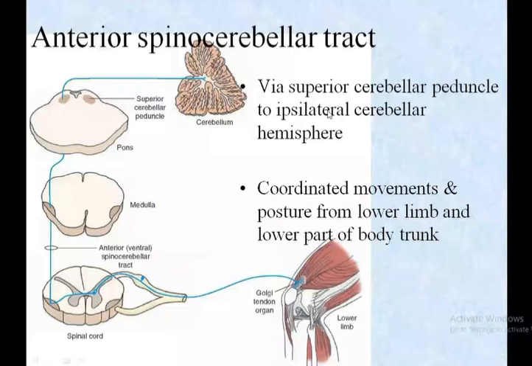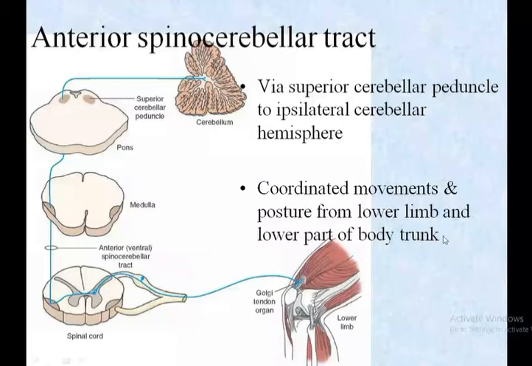Unlike the cerebral cortex, which controls the opposite half of the body, the cerebellum controls the same half of the body. The left cerebellar hemisphere controls the left lower limb, and the right cerebellar hemisphere controls the right lower limb. So the function of this anterior spinocerebellar tract is to control coordinated movement and posture of the lower limb and lower part of the body trunk. The coordinated movement, or fine skilled movement, is carried by this anterior spinocerebellar tract.